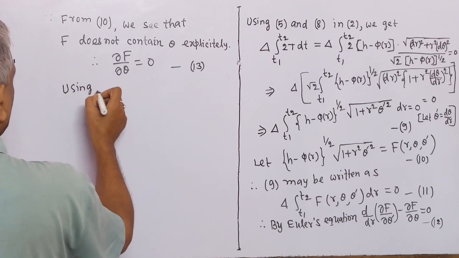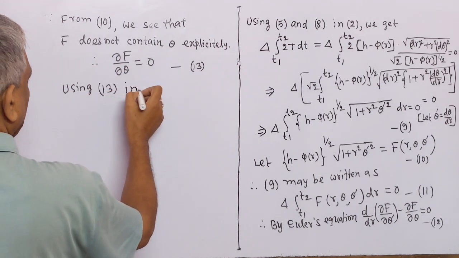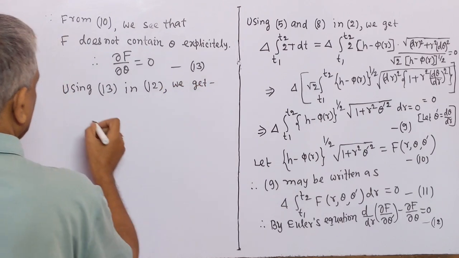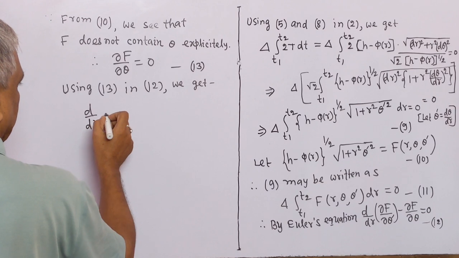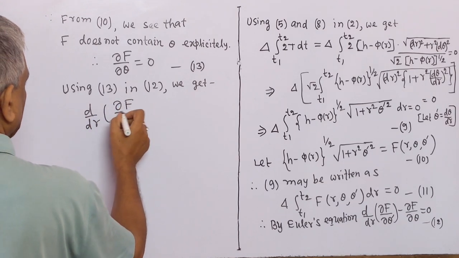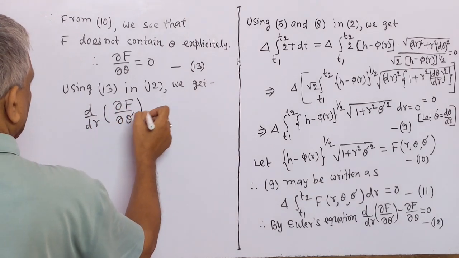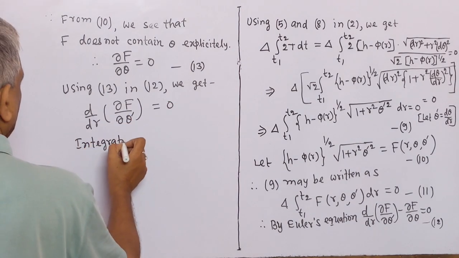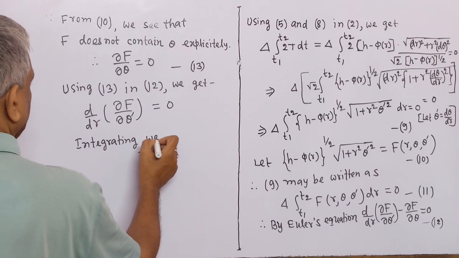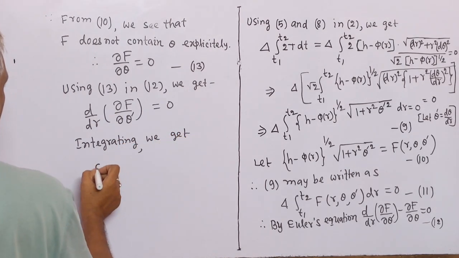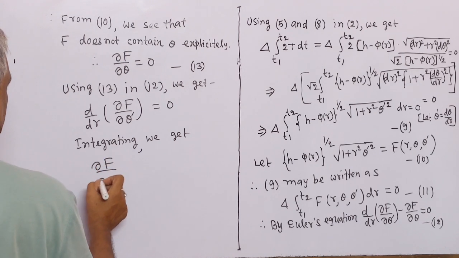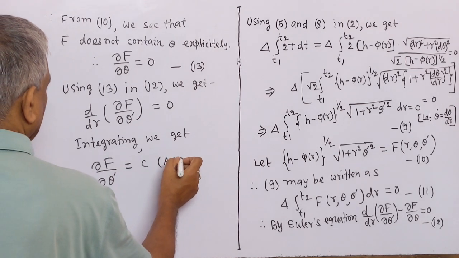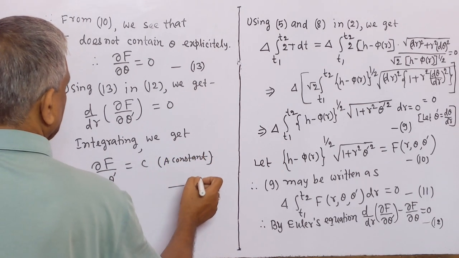Using 13 in 12, we get d by dr of the partial derivative of f with respect to theta prime equal to 0. Integrating, we get the partial derivative of f with respect to theta prime equal to c, a constant. Let this be number 14.